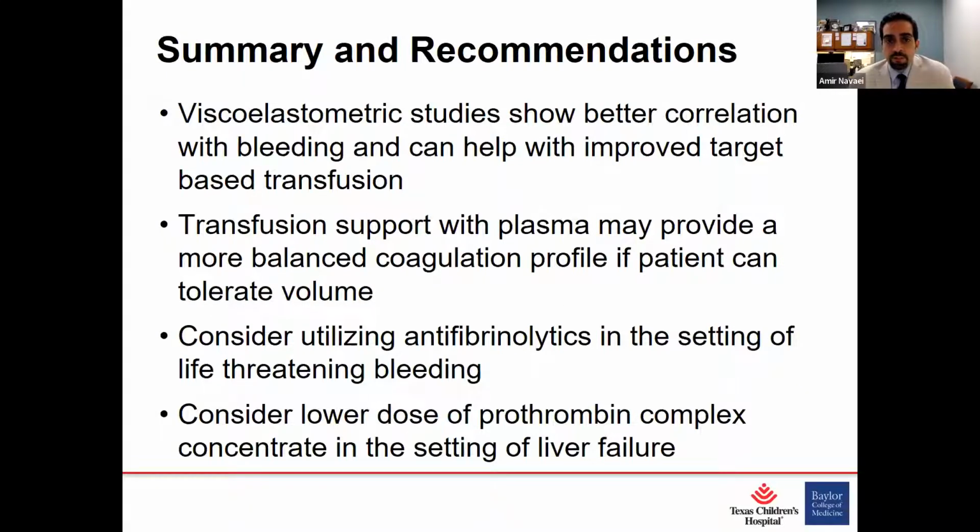As a summary, these viscoelastic studies show better correlation with bleeding and can help with improved target-based transfusion. Transfusion support with plasma may provide a more balanced coagulation profile if the patient can tolerate volume. Consider utilizing antifibrinolytics in the setting of life-threatening bleeding. If volume is an issue and prothrombin complex concentrates are being used in liver failure, they need to be used judiciously, and it's better to use lower doses at the beginning and follow closely for thrombotic complications.